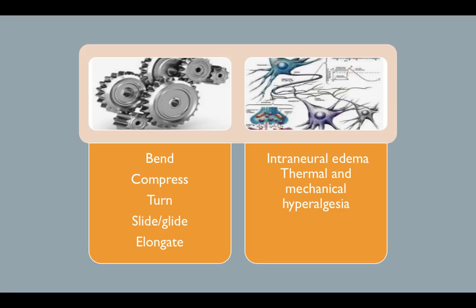Examples of physiologic changes that may create a dysfunction in neurodynamics or be a response to dysfunctional neurodynamics is intraneural edema and changes in thermal and mechanical hyperalgesia. This means what used to be considered a, quote, normal touch or temperature is now considered dangerous or painful to the nerve. Treatments addressing neurodynamics have proven to decrease edema, increase fluid dispersion, decrease hyperalgesia, and reverse the increase in immune response, as well as improve the nerve's ability to tolerate bending, compressing, gliding, and elongating.